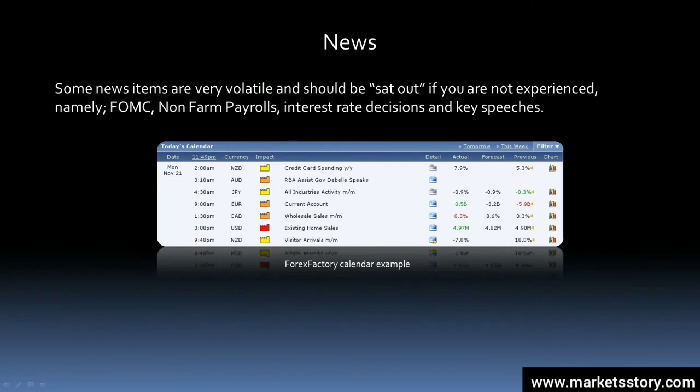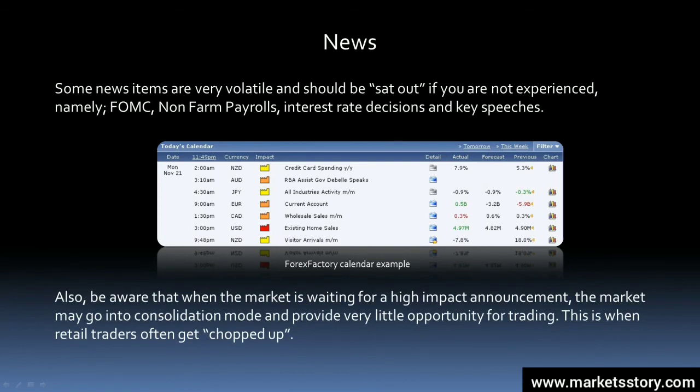Some news items are very volatile and should be sat out. If you're not experienced, namely FOMC, non-farm payrolls and interest rate decisions and key speeches should be avoided. Also be aware that when the market is waiting for a high impact announcement, the market may go into consolidation mode and provide very little opportunity for trading. This is when retail traders often get chopped up.